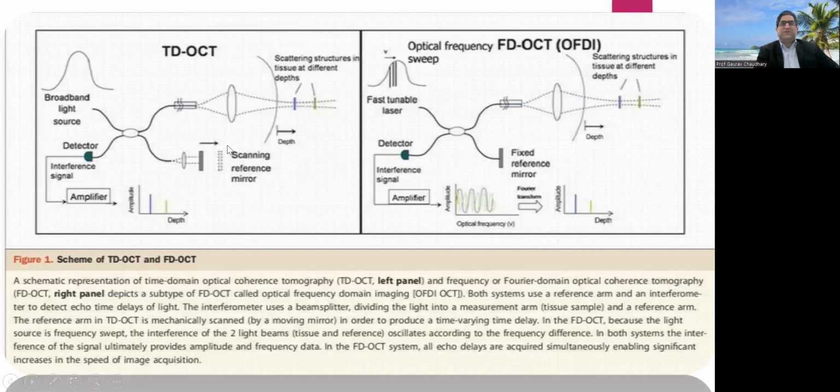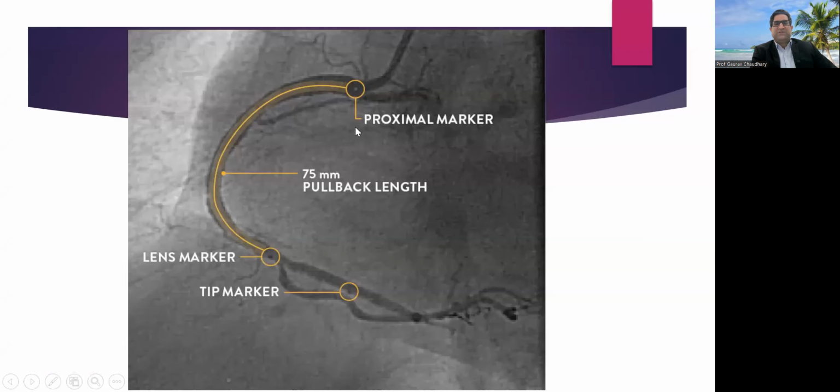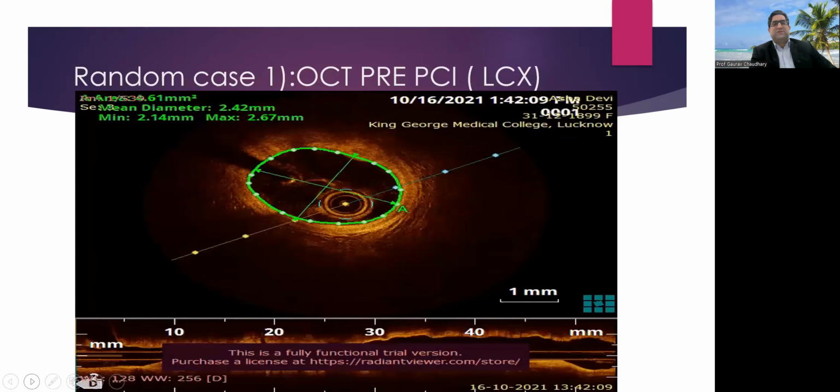In the initial days, time domain OCT was developed, but that needed occlusion of the artery to get rid of the blood. Nowadays, we are using frequency domain OCT. I'm not going into the details of the mechanism, but once we engage the artery, we cross a wire, and over this we take our imaging catheter. Distally is the tip marker, or point A. In the middle, the lesion should be crossed by the lens marker, which is point B, and this is the pullback length from distal to the proximal marker. The sensor lens will move and acquire imaging from distal to proximal.